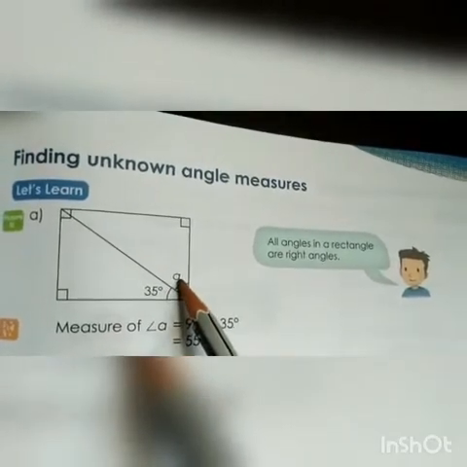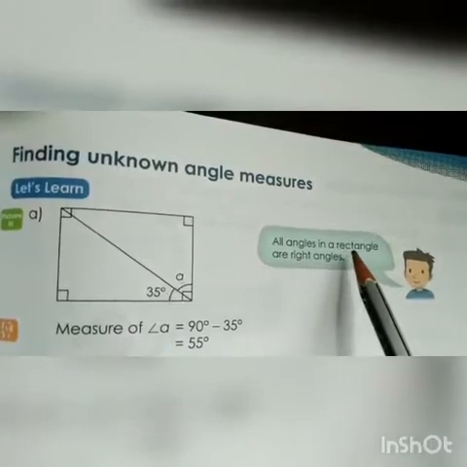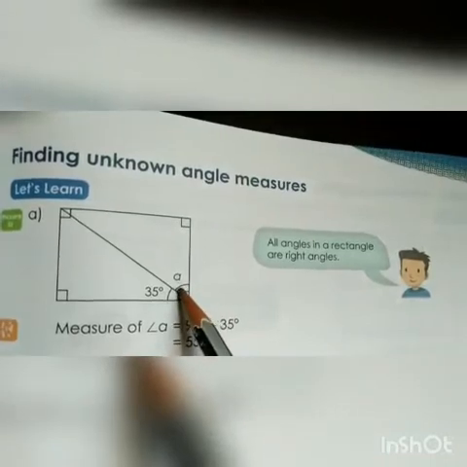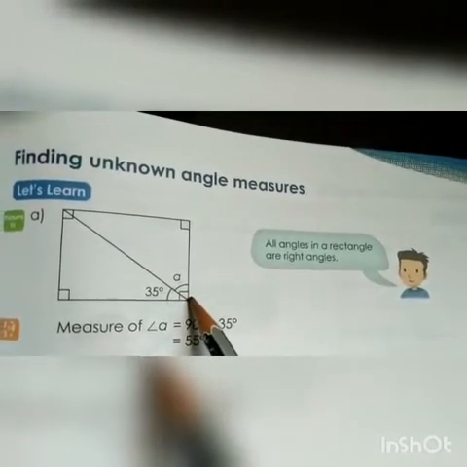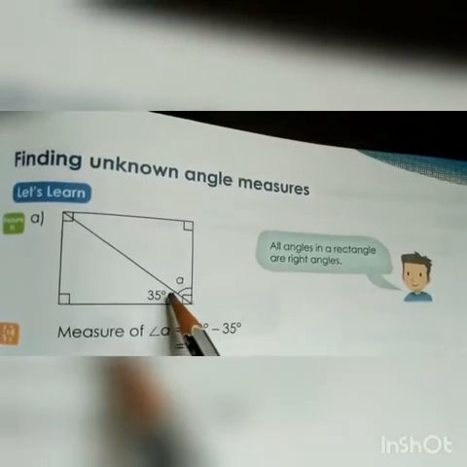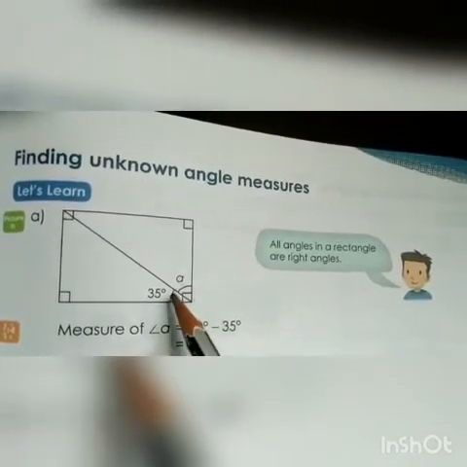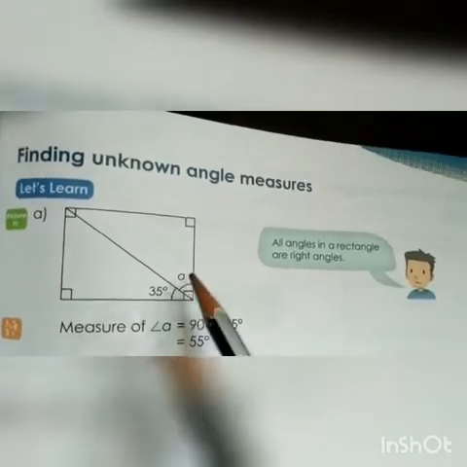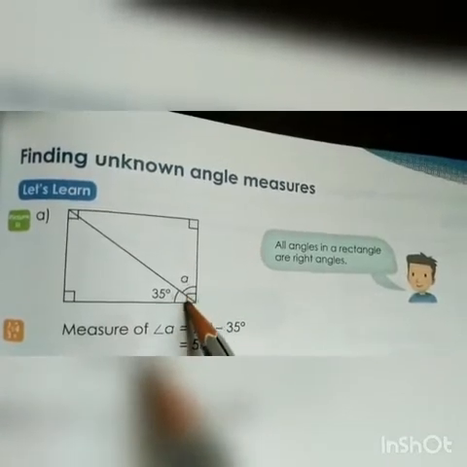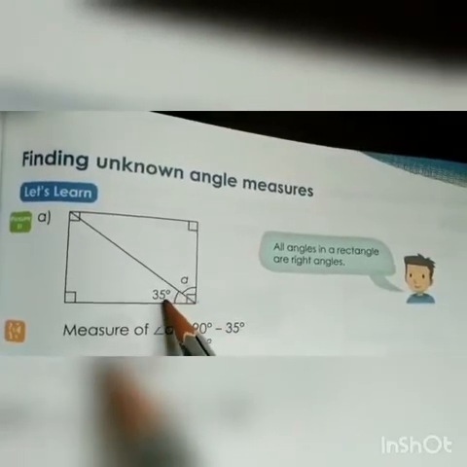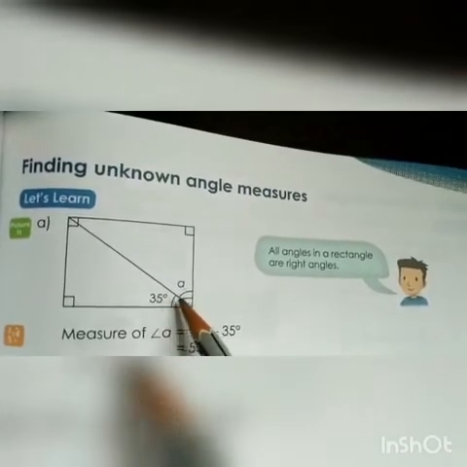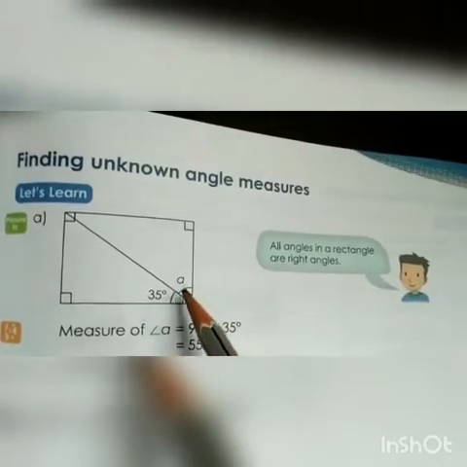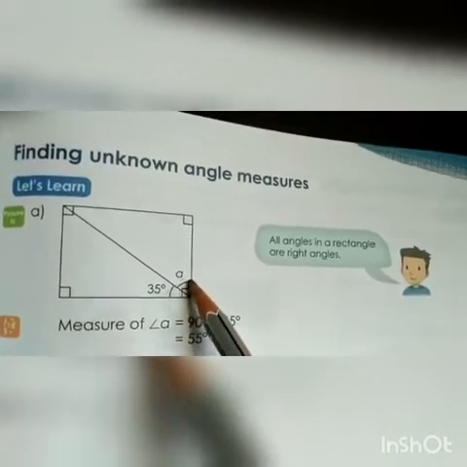How do we have to measure? Already we know that all angles in a rectangle are right angles, which means 90 degrees. So this is 90 degrees. The total angle of this corner is 90 degrees. A part of the angle is given as 35 degrees. So if we subtract 35 from 90 degrees, then we will get the remaining angle value of A. So for this corner, the total angle is 90 degrees. 90 degrees minus partition angle 35 gives 55. So what is the value of angle A? 35.